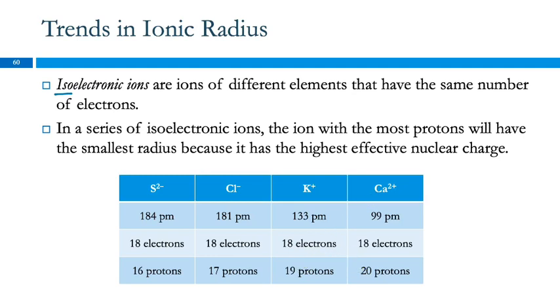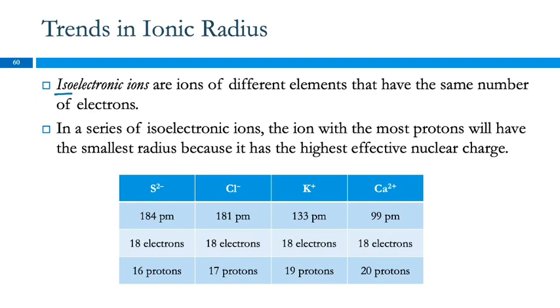They also have 18 electrons. What's the element, the atom that has 18 electrons? Argon. All of these have 18 electrons because they are gaining or losing electrons so that they have the same number as argon. Yes? P there is for picometers. So yeah, this is the radius. So sulfur, the sulfide ion, 184 picometers, 181 picometers, 133, 99.